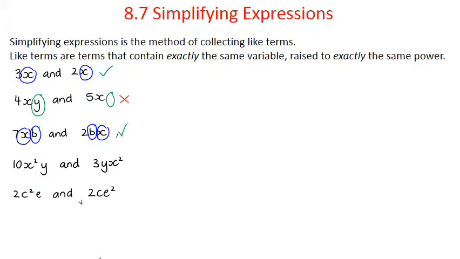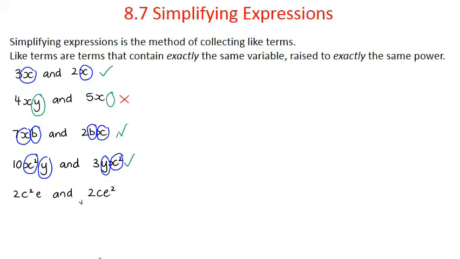The fourth one, 10x squared y and 3yx squared. So we have an x squared in this one and an x squared in this one. We have a y and we have a y. So same as before, it doesn't matter what order they're in as long as the same letters are raised to the same power. So yes, they are like terms.